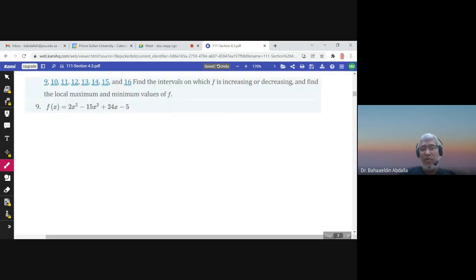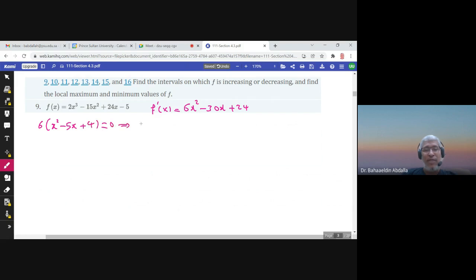Find the intervals on which f is increasing or decreasing, and find the local maximum and minimum values of f. So to find the intervals of increasing and decreasing and local maximum and minimum, we need to find the derivative f prime. f prime is 6x squared minus 30x plus 24. Now I need to put f prime equal to 0. I can take 6 as a common factor. So I have x squared minus 5x plus 4 equals 0.